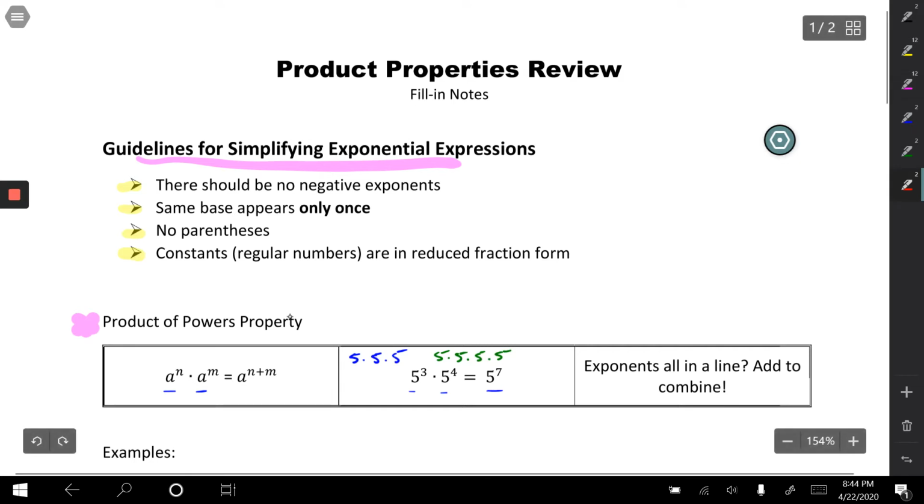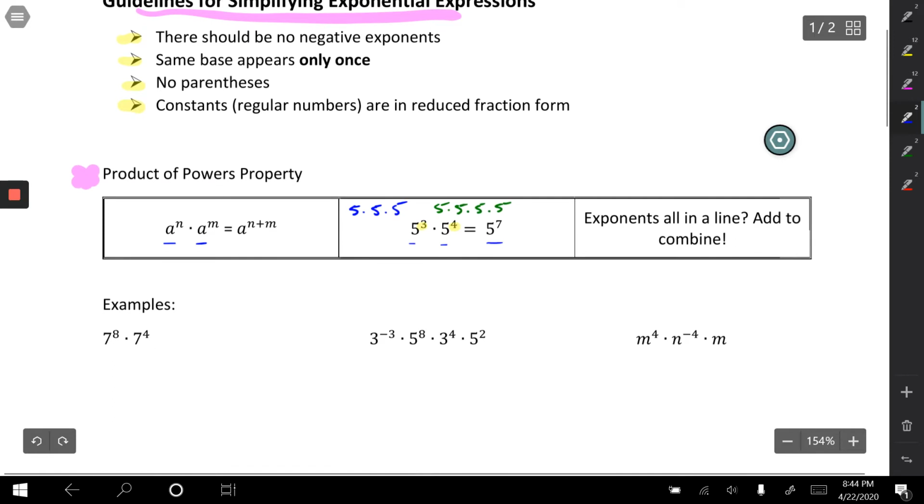So I have written a little rhyme to help me remember this. Exponents all in a line. See how our 3 and our 4 are sort of on the same layer? Add to combine. Okay, exponents all in a line, add to combine. So let's take a look at our examples.